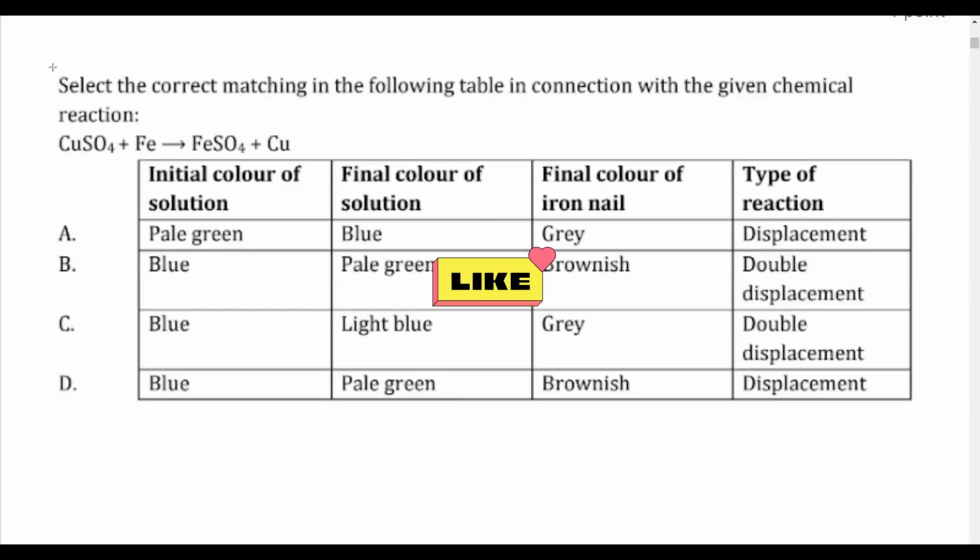The next question says we have to select the correct match for the following, and the reaction is given here. It says copper sulfate, CuSO4, reacts with iron to give iron sulfate plus copper. Well, this is correct. As you know, iron is more reactive than copper, so it will displace copper from its sulfate solution. Further, we know the color of copper sulfate is blue. So when the reaction takes place, the blue color disappears and pale green color comes due to the formation of ferrous sulfate solution, right?